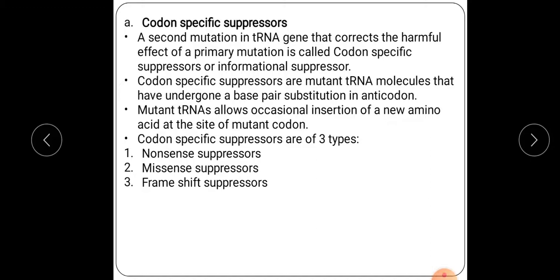Codon specific means what? tRNA has a fixed codon. In the external lecture I have told that one, and in that specific codon only it occurs, hence it is known as the codon specific suppressor or informational suppressor. This codon specific suppressor are mutant tRNA molecules that have undergone a base pair substitution in the anticodon.